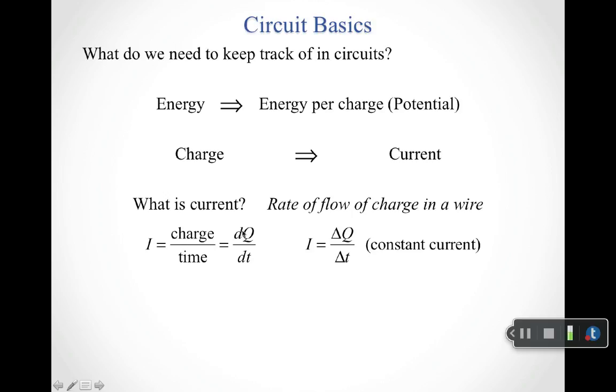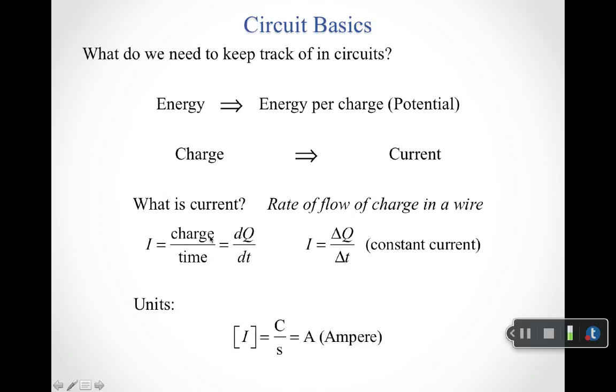Obviously, if we have a constant current, then we can take these little d's and turn them into deltas, because basically that means that this value isn't changing for a constant current. So our rate is always the same, and so we can just take any chunk of time you want. It can be infinitesimally small, or it can be moderately large, and as long as you keep track of the charge flowing past over that chunk of time, that's still going to get you what the current is.